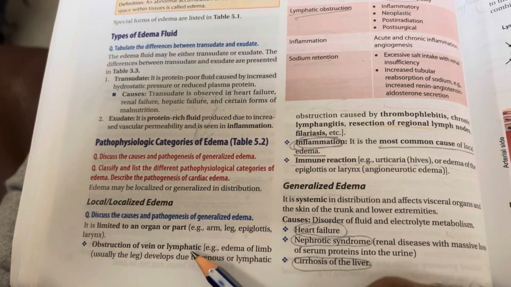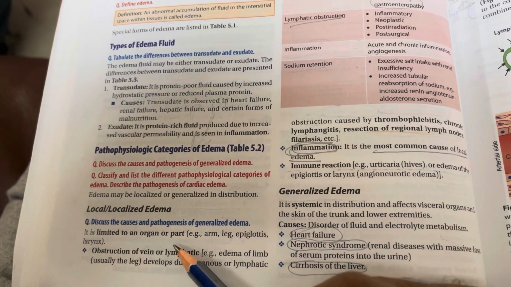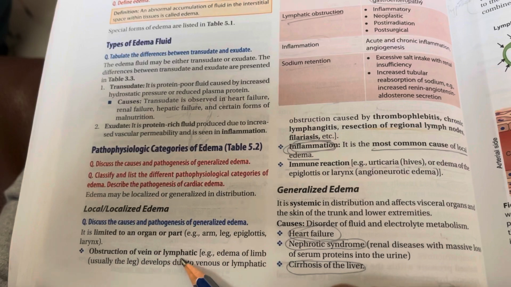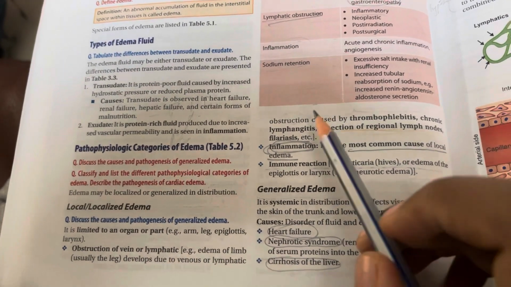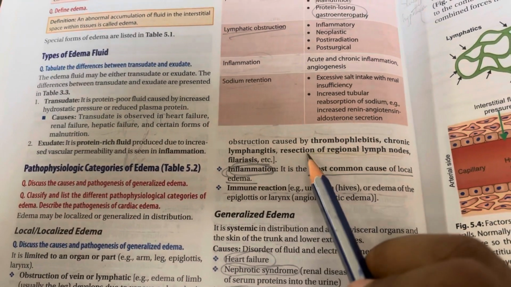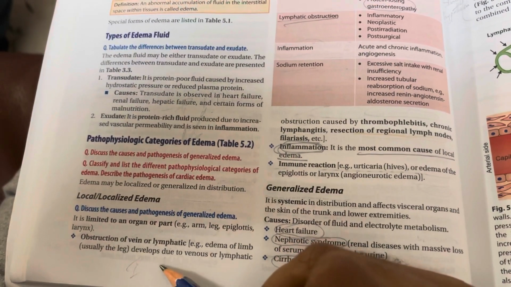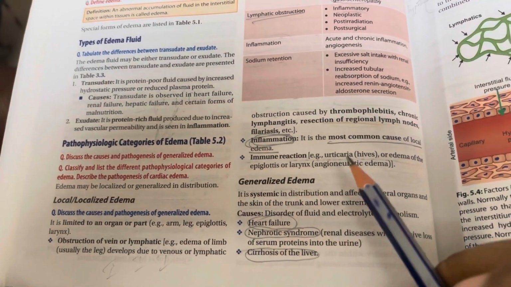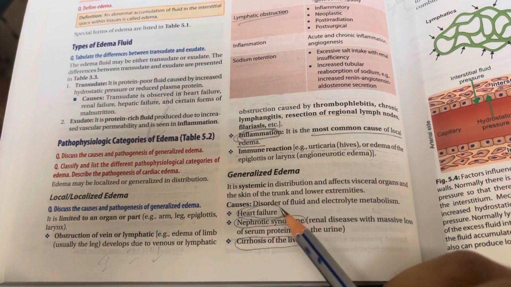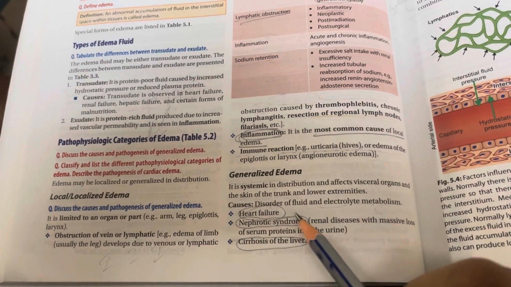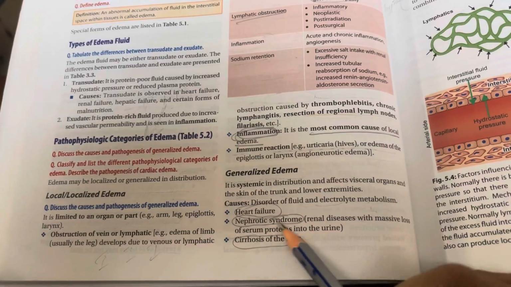So local edema is limited to an organ or a part, where there is obstruction of a vein or lymphatic because of thrombophlebitis, chronic lymphangitis, etc., or inflammation or immune reaction. Next, generalized edema involves disorders of fluid and electrolyte mechanisms. So heart failure could be there, kidney failure or nephrotic syndrome could be there, and cirrhosis of the liver.